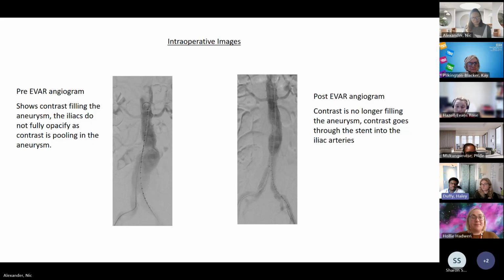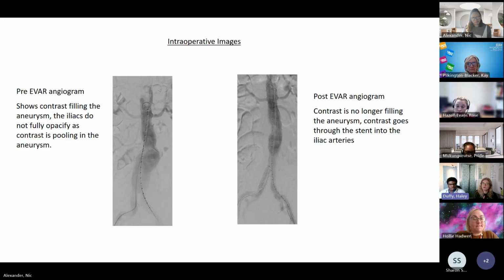Okay, so these are some intraoperative images. The first image is showing you the pre-EVAR angiogram. This is an actual case that we've done. In the first one, you can see the contrast filling the aneurysm, and the iliac arteries, which are the two that have the wires in at the bottom, are not fully opacifying.